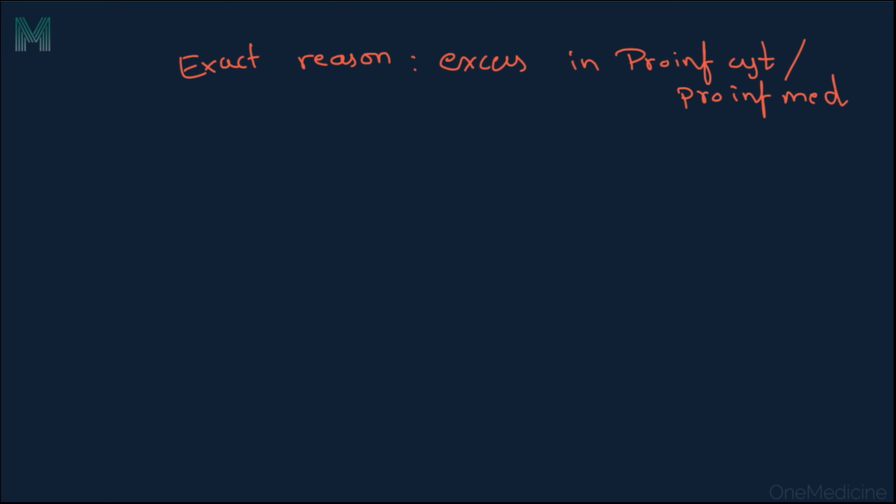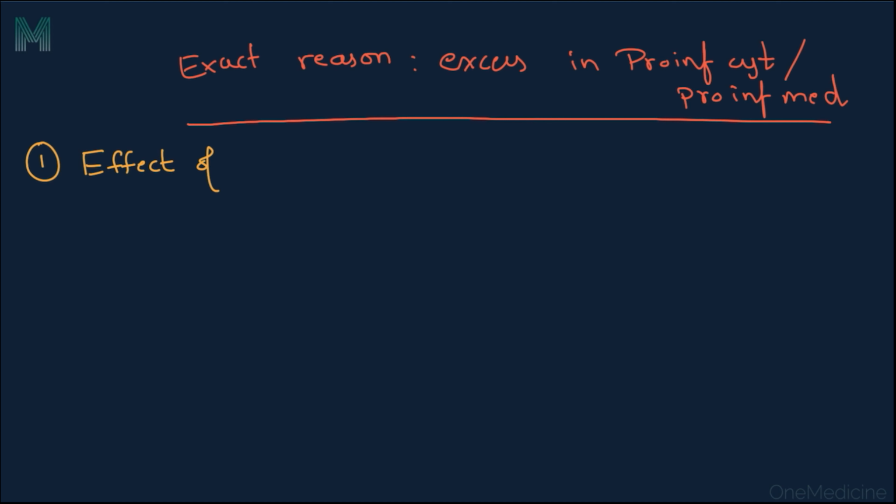The exact reason for why there is an excess of pro-inflammatory cytokines or pro-inflammatory mediators is not well understood. However, there are many theories or many factors which are responsible for a person developing sepsis. First such factor is the effect of microorganisms.